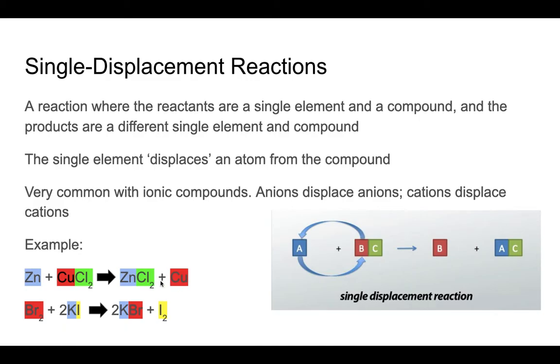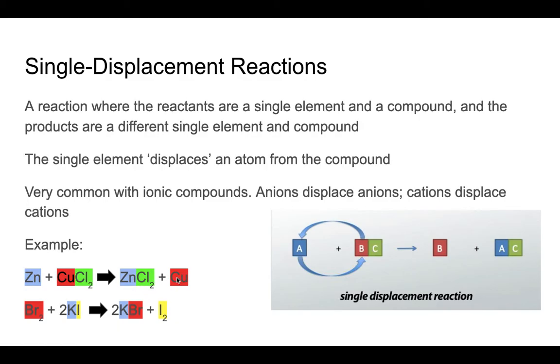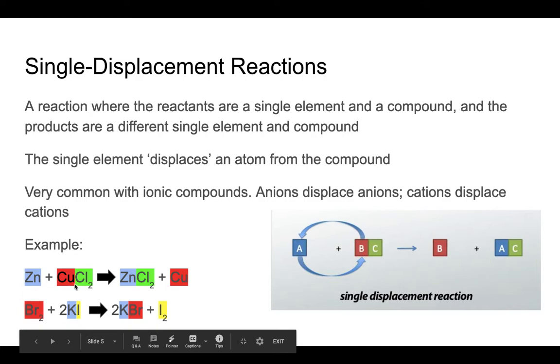So it's a single displacement reaction because this single element and this compound switch spots. This single element becomes part of the compound and kicks out the other part, which now becomes a single element. So zinc kicks out copper, and now zinc is part of the compound and copper is by itself. That was a cation kicking out the other cation because our cation was the single element, so it kicked out the cation.